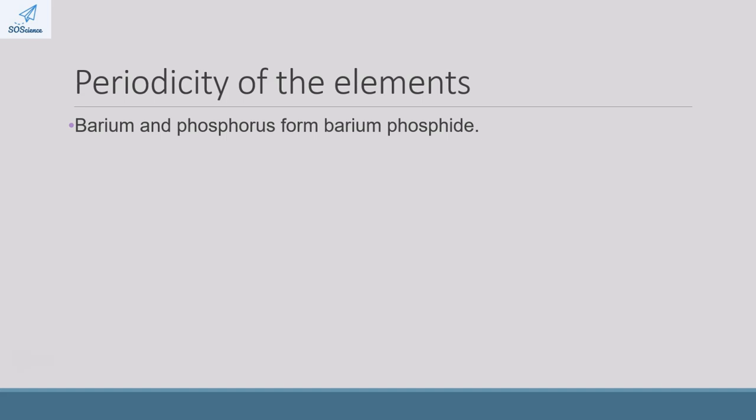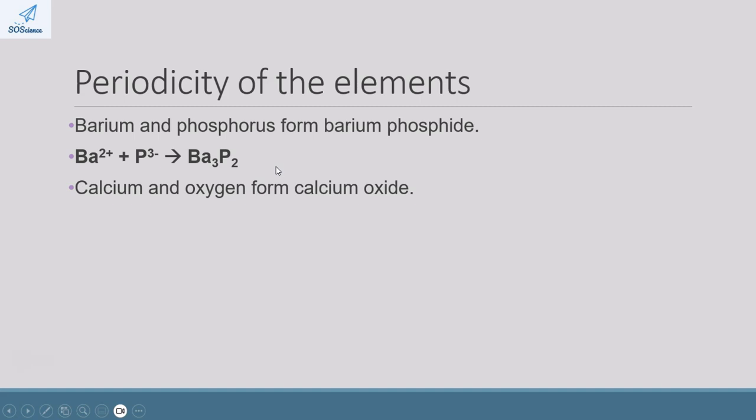Barium and phosphorus form barium phosphide. So we have Ba2 plus and P3 minus, and that makes Ba3P2. Calcium and oxygen form calcium oxide. So we have Ca2 plus and O2 minus. Using cross multiplication, you'd end up with Ca2O2, but that's not how it bonds. We have to simplify that to CaO.